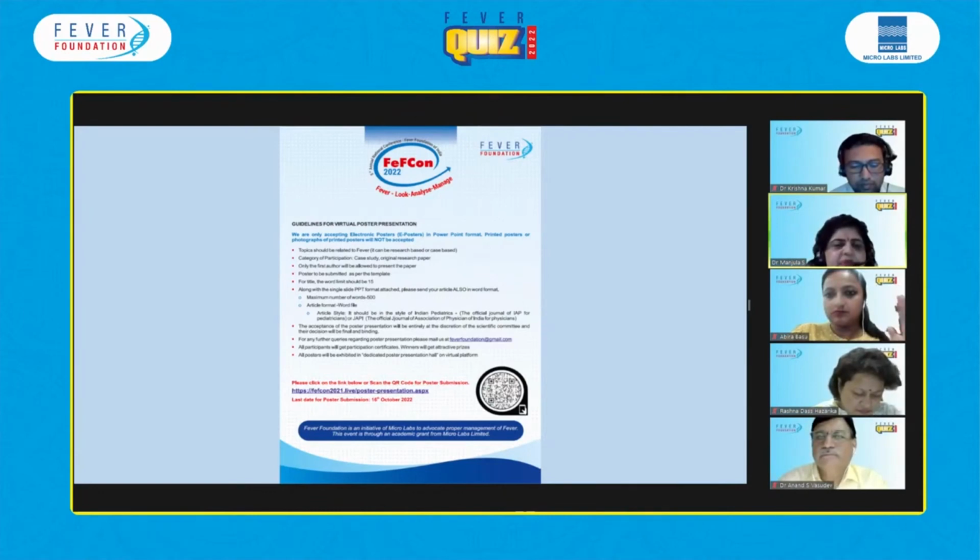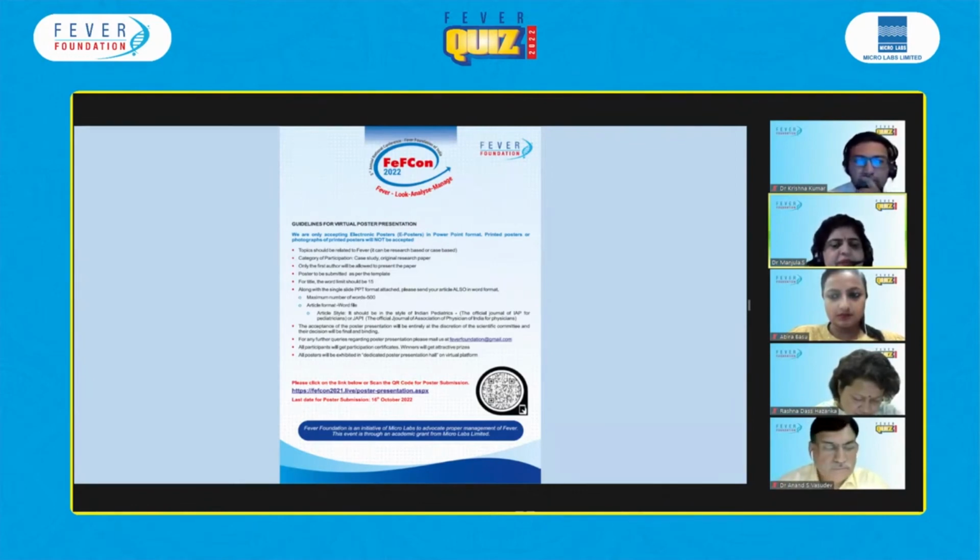And along with the single slide PPT format, you need to also submit an article related to this case or research. The minimum number of words in this article should be 500. And the format in which you will send the Word file is that of Indian Pediatrics, the official journal of IAP. The acceptance of the poster presentation is entirely at the discretion of our scientific committee, and their decision is final and binding. So for any query on poster-related things, please mail us at feverfoundation@gmail.com.